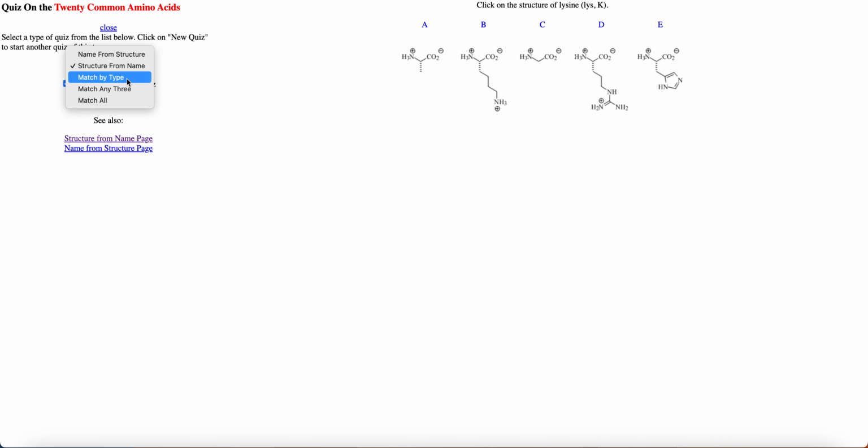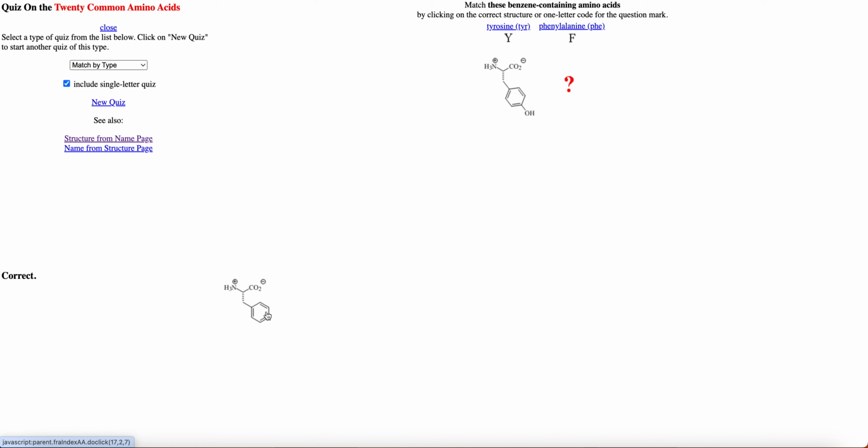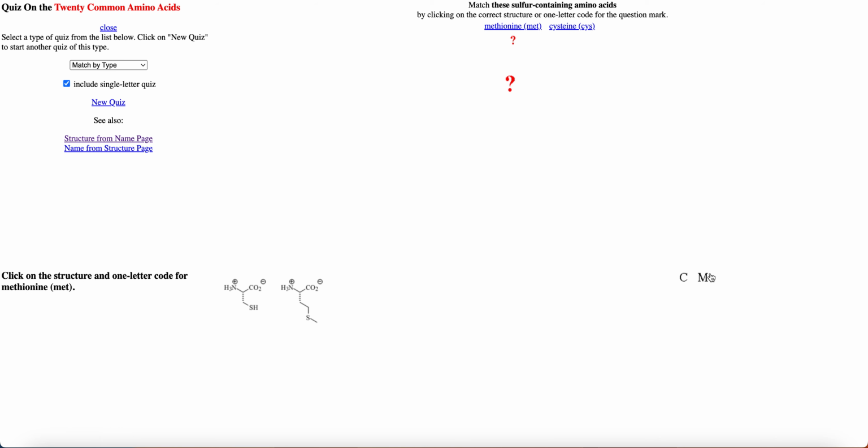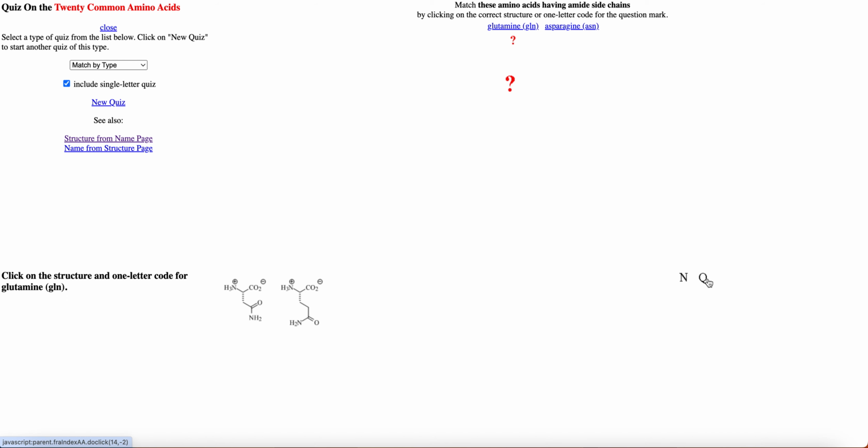Another exercise, maybe by the type. Okay, so tyrosine, what do you think? It's Y. And which one of them? This one. Phenylalanine, it's F in this one. Methionine, it's M in this one. Cysteine, like it has two structures that maybe you're confused with, okay? Serine is in this structure. Threonine is T in this structure. Glutamine Q and the longer. Asparagine is N and the shorter.